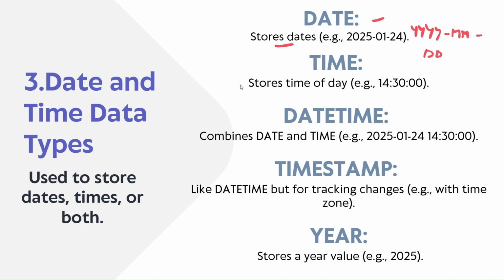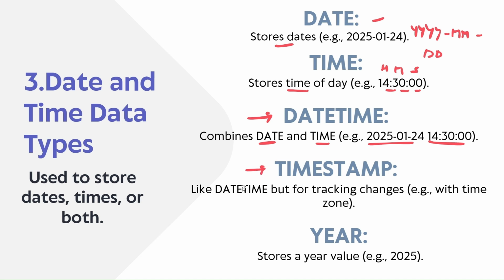Alright. Next comes the time. It generally stores the time of the day. It gives, for example, 14:30, hours, minutes with seconds. And next comes the date time type. In date time, it combines both date and time. For example, if I use date time, I'll get today's date as well as time.